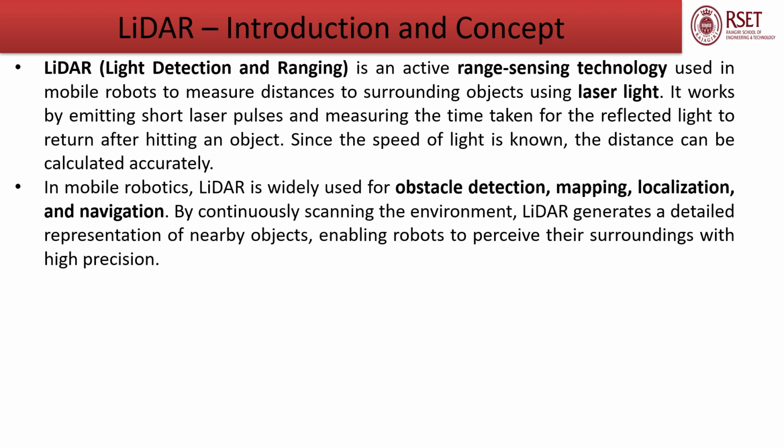It works by emitting short laser pulses and measuring the time taken for the reflected light to return after hitting an object. Since the speed of light is known, the distance can be calculated accurately. In mobile robotics, LiDAR is widely used for obstacle detection, mapping, localization, and navigation. By continuously scanning the environment, LiDAR generates a detailed representation of nearby objects, enabling robots to perceive their surroundings with high precision.